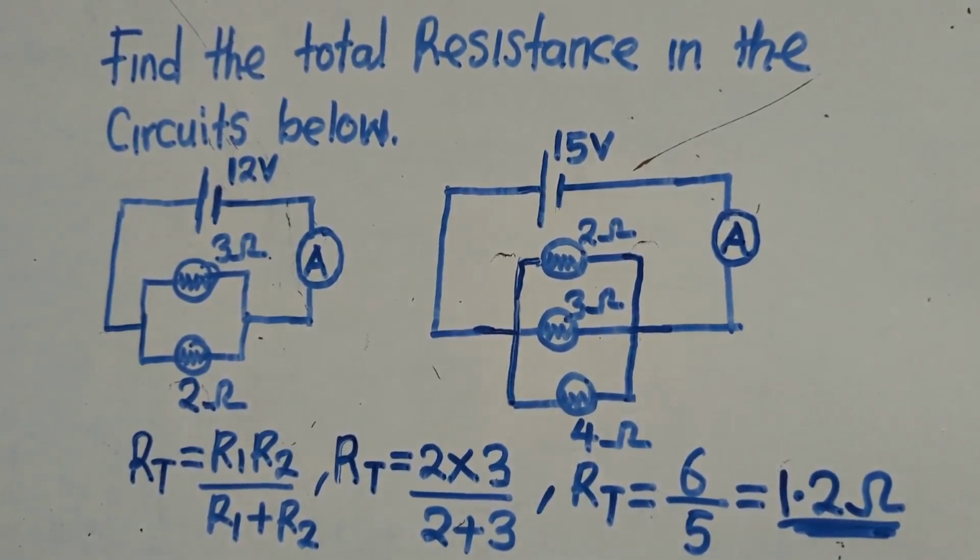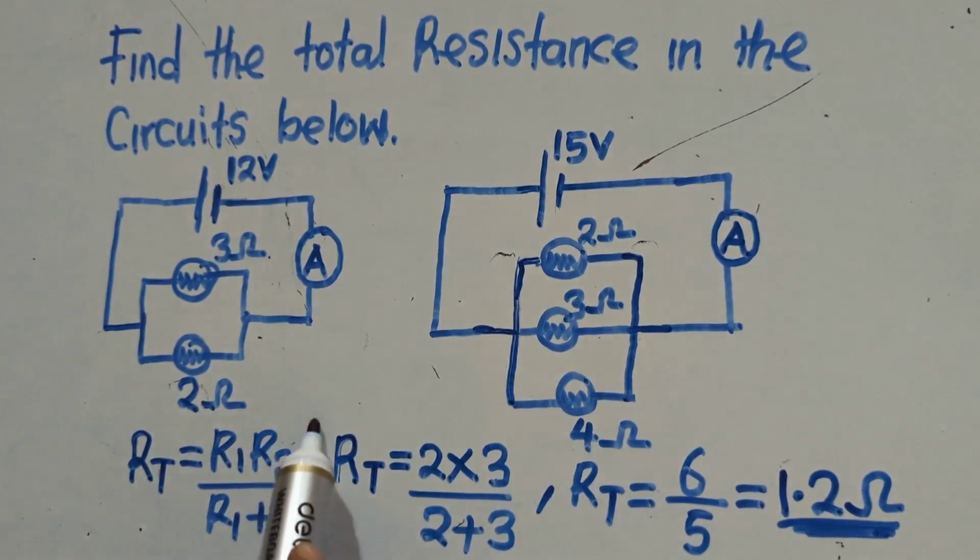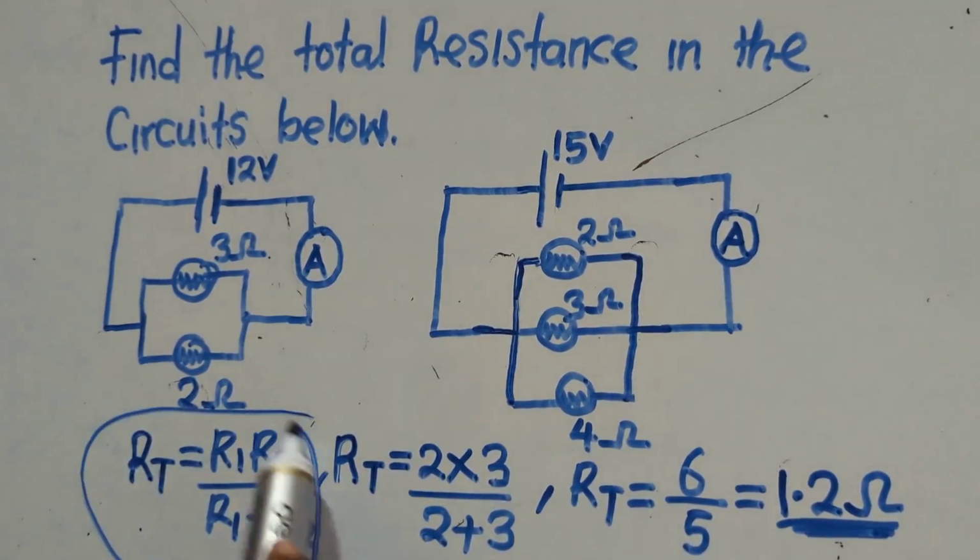So this is what you are supposed to do if you are just given two resistors. We only use this particular formula when you are given how many resistors? Two resistors. When you are given two resistors, this is the formula you need to use.